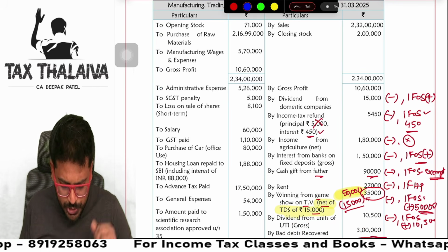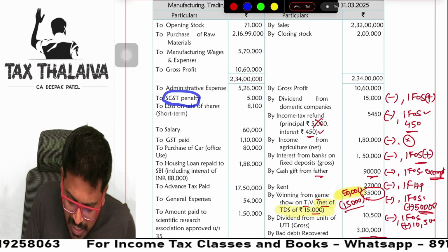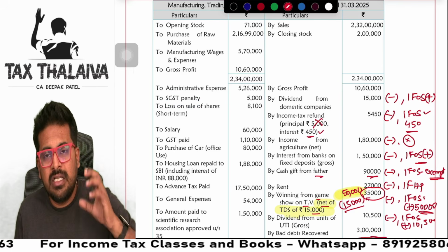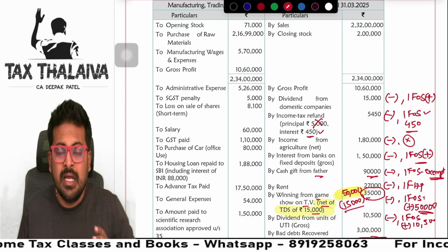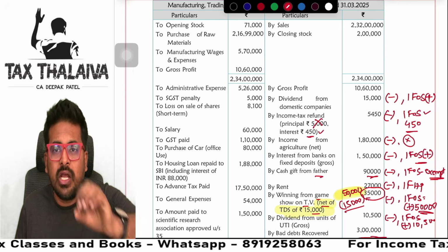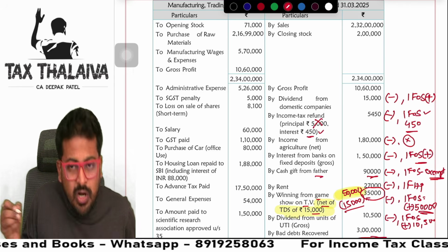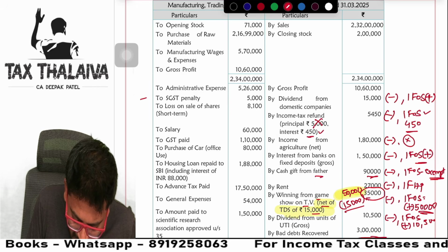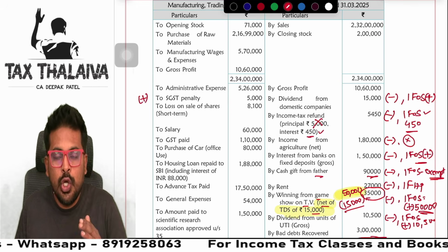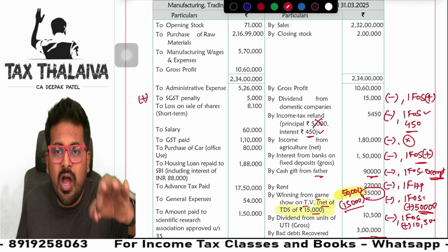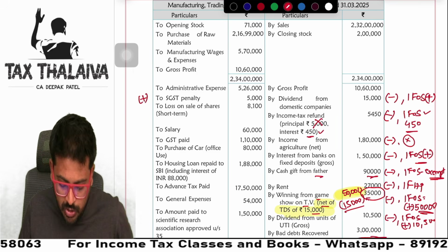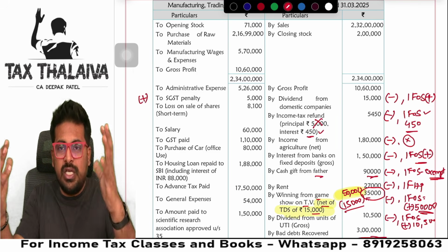Administrative expense, no issues. SGST penalty, guys, under Income Tax Act and the PGBP head, there is a section 37, which says that penalty for a breach of law cannot be allowed. So you have already allowed. So we will add back this thing, guys. Correct? You already reduced the profit. Now increase the profit because you claimed the wrong expenditure in your profit and loss account. So I will add back SGST penalty.